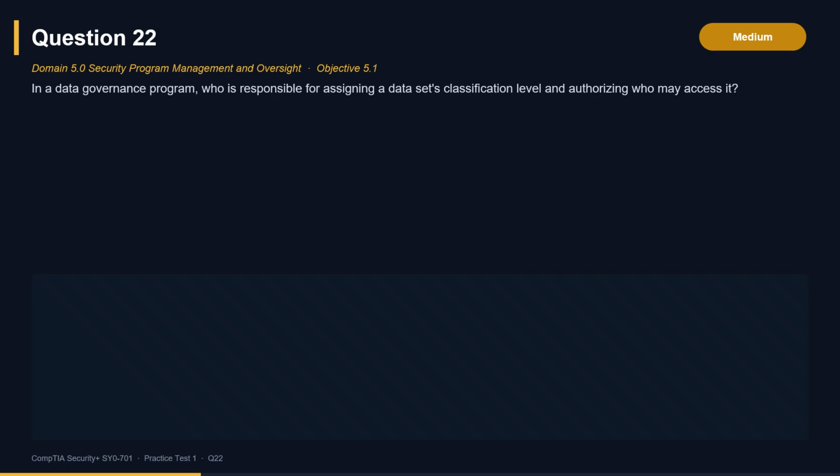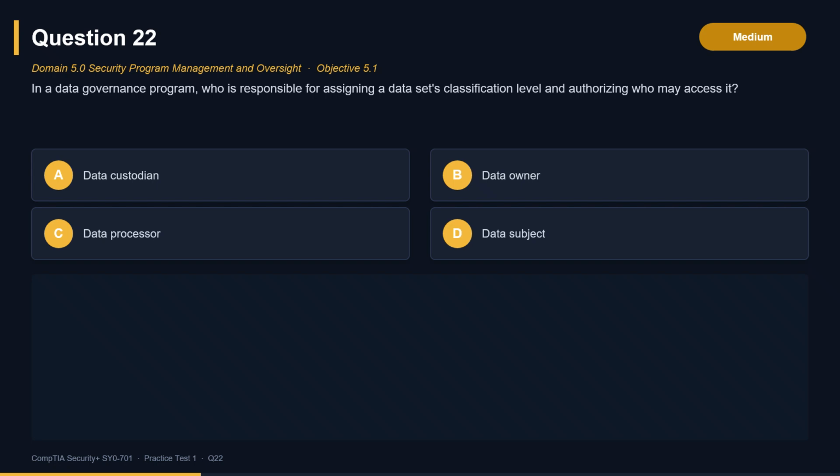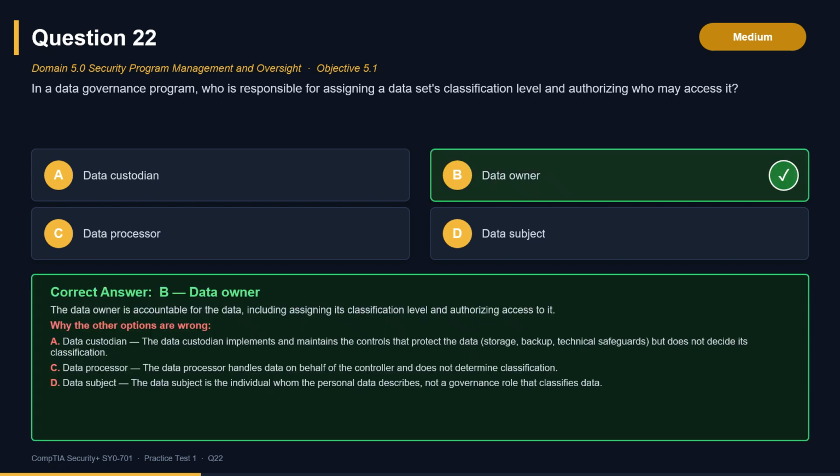Question 22. In a data governance program, who is responsible for assigning a dataset's classification level and authorizing who may access it? The correct answer is B, data owner. The data owner is accountable for the data, including assigning its classification level and authorizing access to it. Now, why the other options are wrong? Data custodian is incorrect. The data custodian implements and maintains the controls that protect the data, storage, backup, technical safeguards, but does not decide its classification.